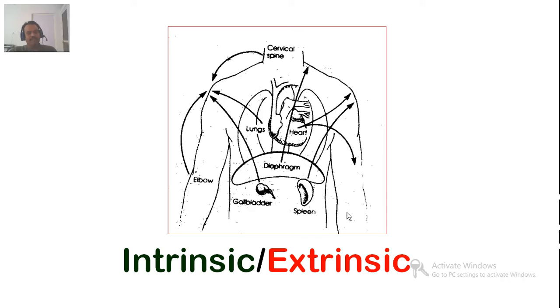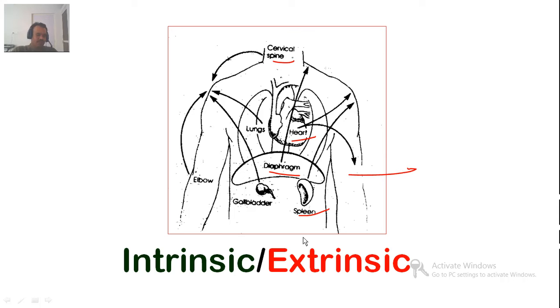Now let's look at it. What are the extrinsic pathologies? Extrinsic pathologies can be, say, onto the left side. You can look at pathologies such as diaphragm, heart, then spleen, and even the lungs also. Okay, so our trick here is DHLS, that is diaphragm, heart, spleen, lungs, even the spine and the elbow.